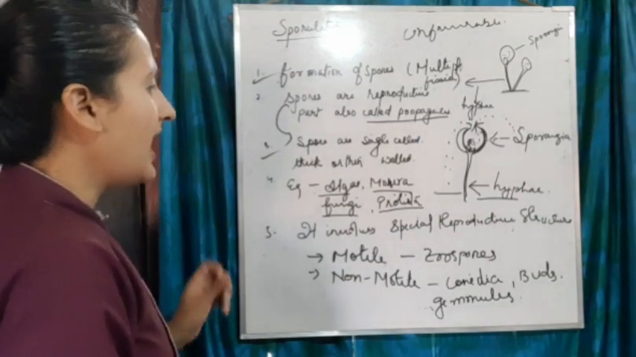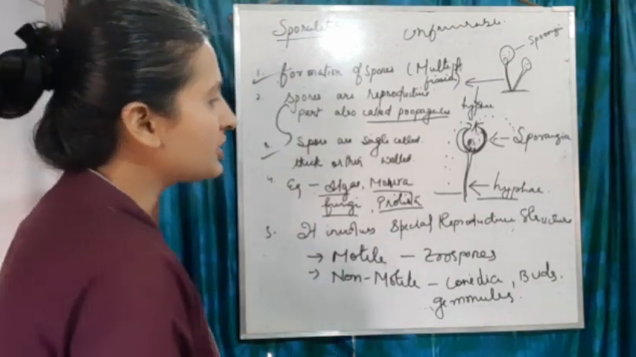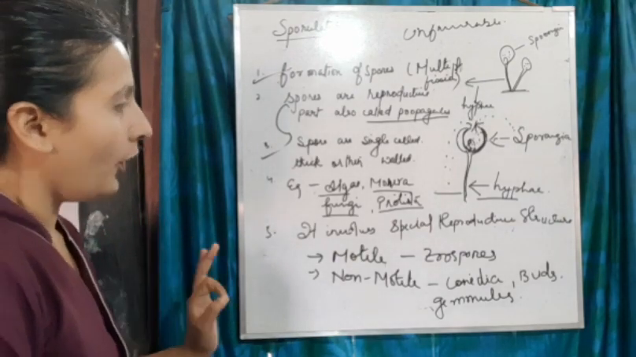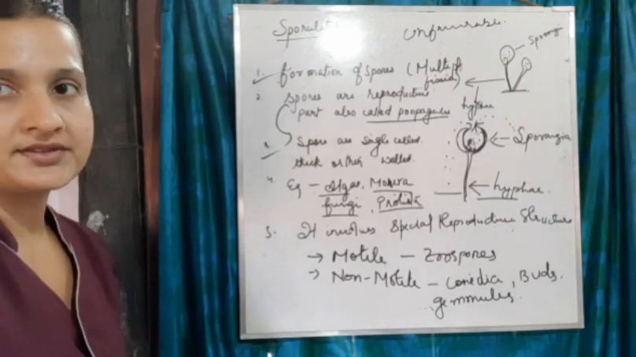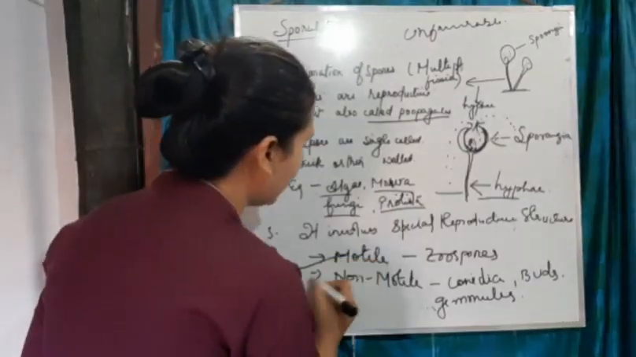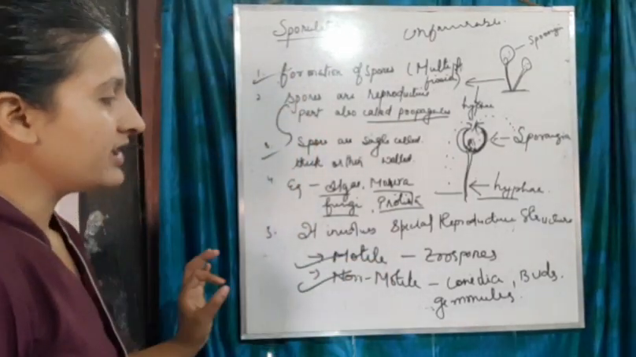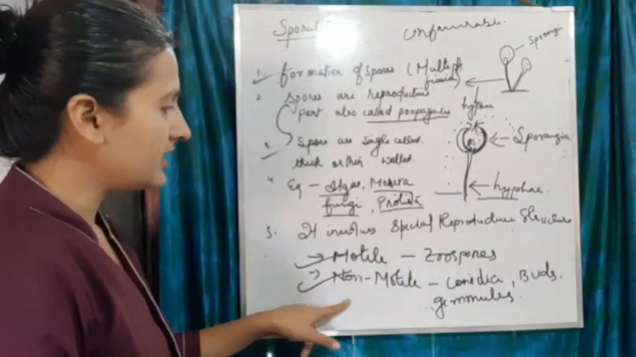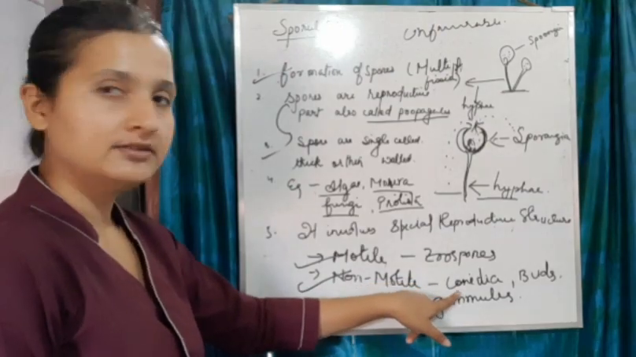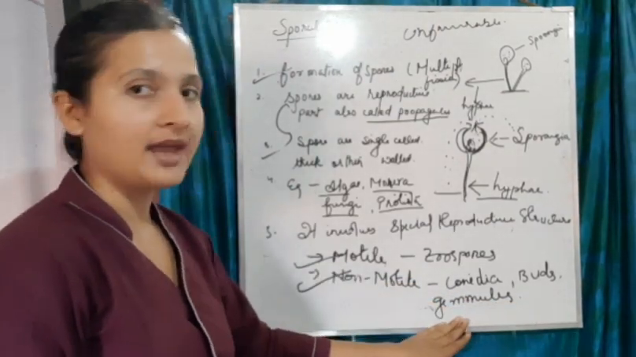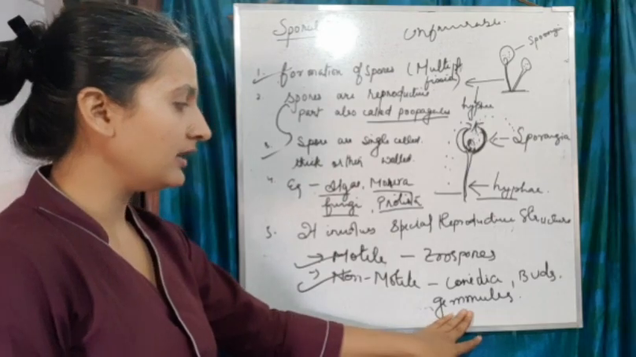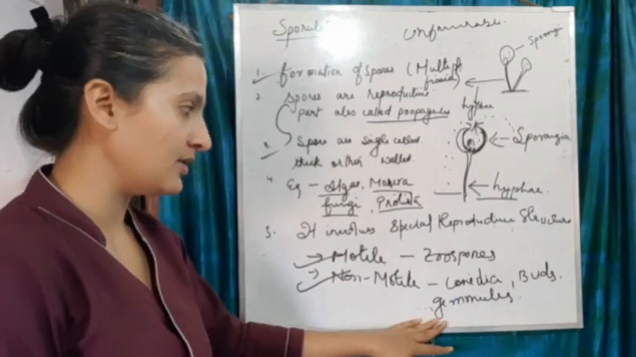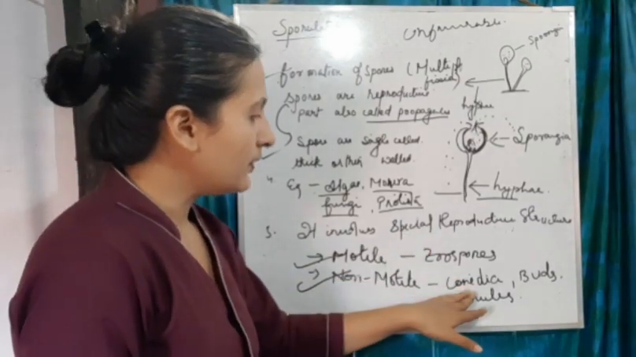And this involves special reproductive structure. Sporulation has special reproductive structure, which is classified into motile and non-motile. Motile reproductive structure is called your zoospores, and non-motile is your conidia, aplanospores and gemmules. So gemmules are found in sporangia. I think in my last class I had explained to you about gemmules. And what is conidia?